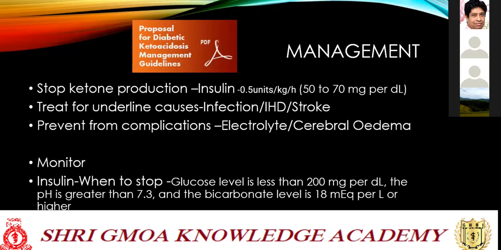Prevent complications. The two most important complications are, first, hypokalemia. When you start insulin for a patient with hyperglycemia, their potassium level will come down. So be careful with that and check the potassium level at least every 2 hours. Then cerebral edema is very important. That's why we have this protocol to give fluid in a rational way and reduce glucose in a rational way. Otherwise, the patient may die with cerebral edema.